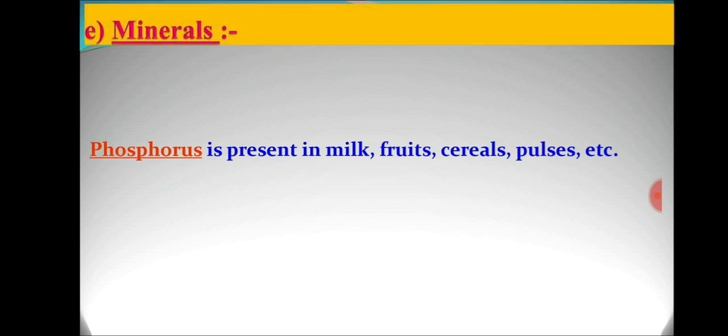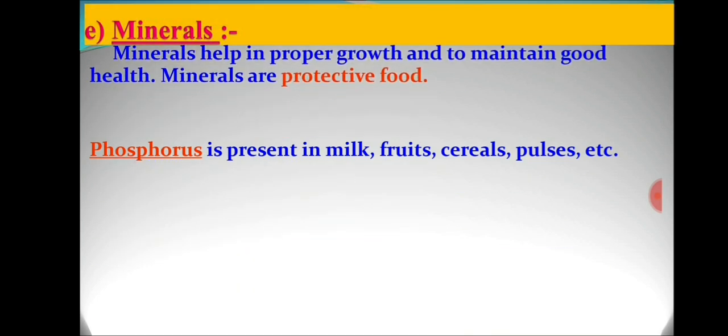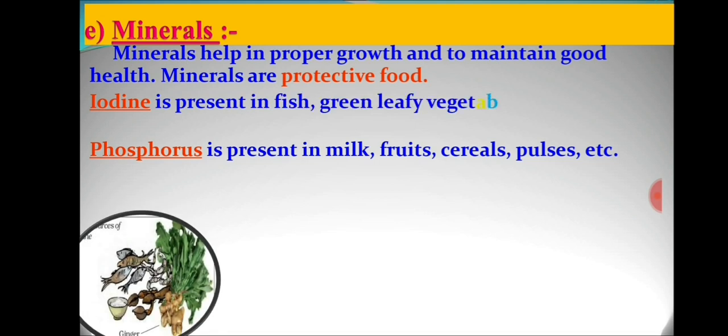Minerals help in proper growth and maintain good health. Minerals are also called protective food. Iodine is present in fish, green leafy vegetables, iodized salt, etc. And iodized salt helps protect us from diseases like goiter.